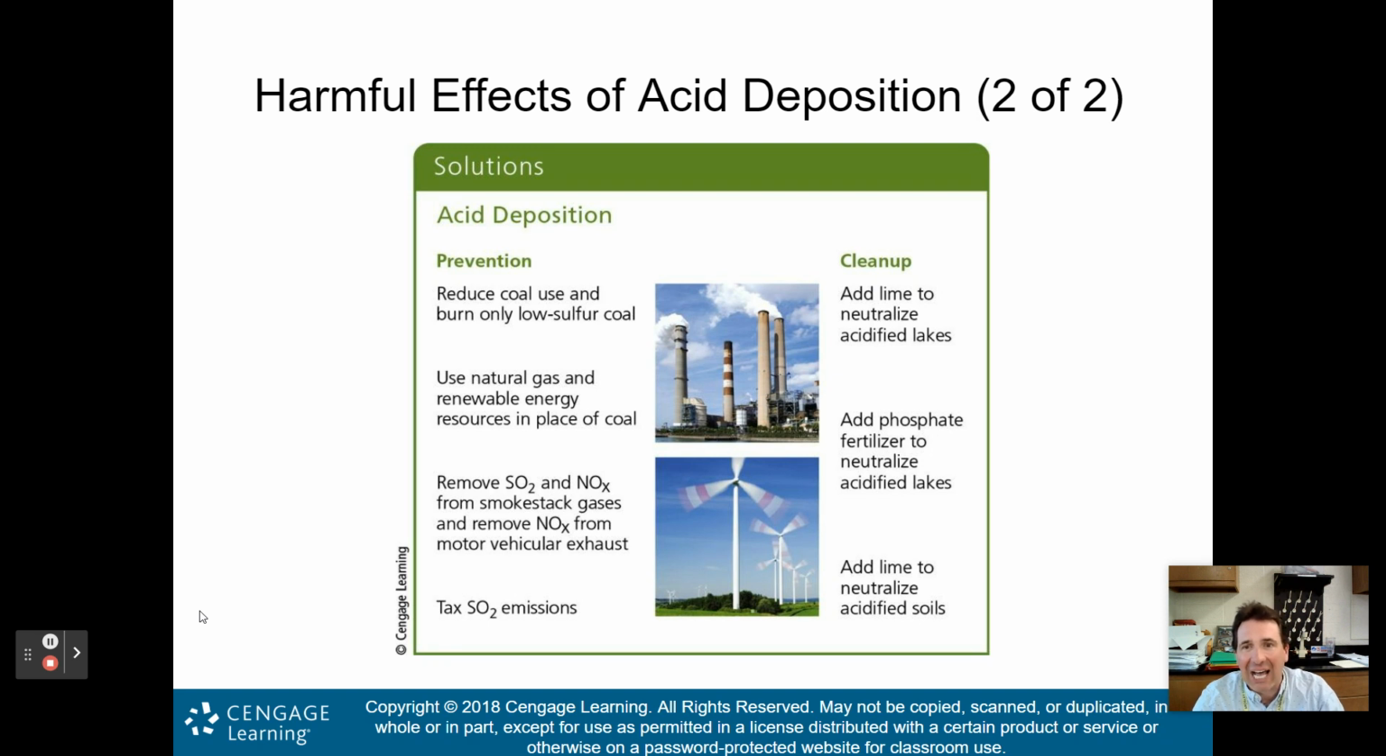Clean up: you've got to add lime to neutralize acidified lakes. You need to add phosphate fertilizer to neutralize acidified lakes. So just ways that you can neutralize or bring that pH back up a little bit. And adding lime to neutralize acidified soils is also a way to clean it up. But again, much more expensive than preventing it in the first place.